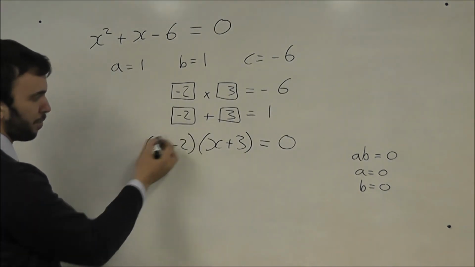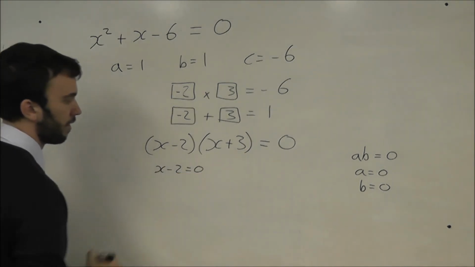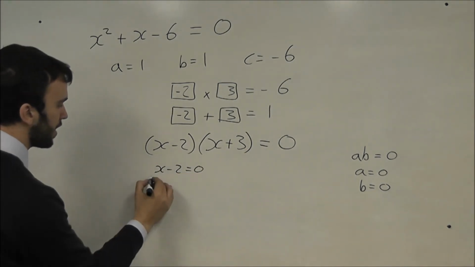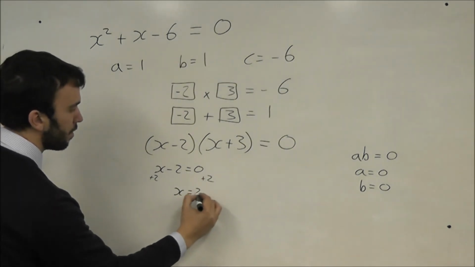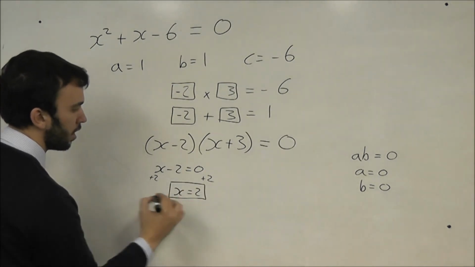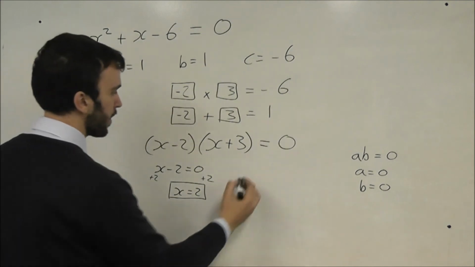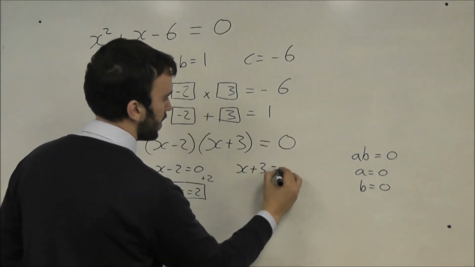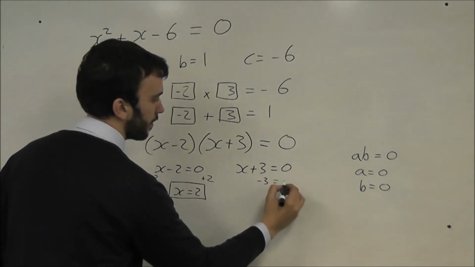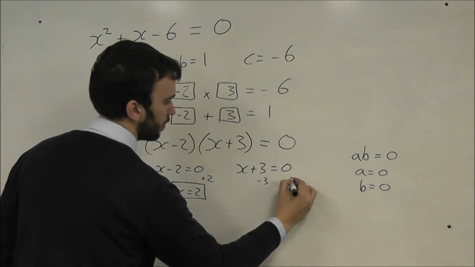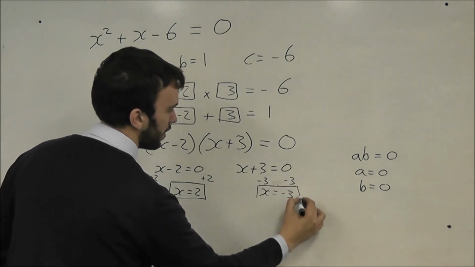So I'm going to first of all put this one equal to 0. So x minus 2 is equal to 0, and I'm going to solve that. I'm going to add 2 to both sides, so I get x is equal to 2. One solution there. I need to do the same thing to this parentheses. So I say x plus 3 is equal to 0. This time I subtract 3 from both sides, and I will get x is equal to negative 3. So there I have it.